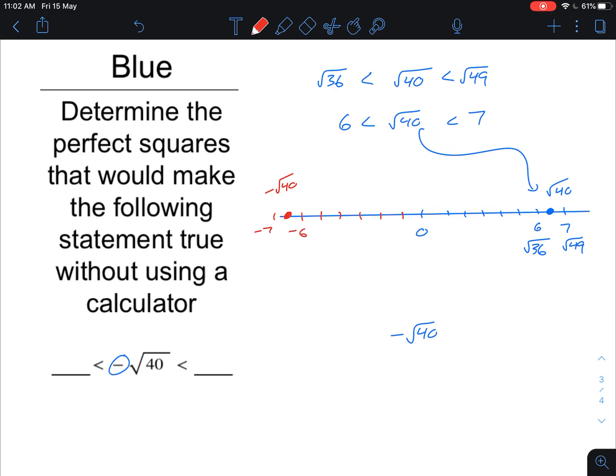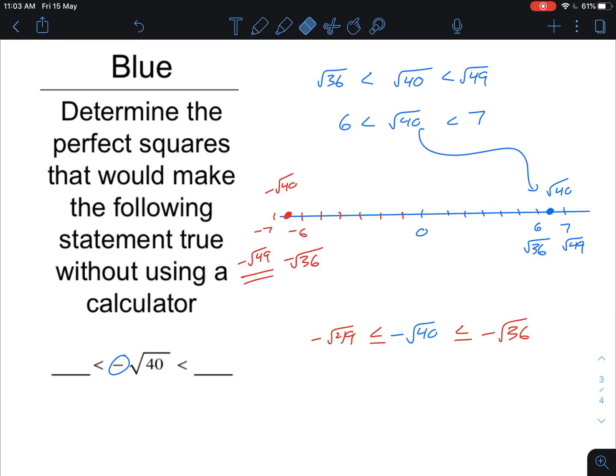So what are the two perfect squares that are on either side of it? Well, negative square root of 49 is the one that's smaller than it, and negative square root of 36 is the one that's bigger than it. Everything gets flipped around. So when you write your inequality, what is negative square root of 40 bigger than? Well, it's bigger than the negative square root of 49. And it's smaller than the negative of the square root of 36. So in the two blanks, you would put negative square root of 49 and negative square root of 36.